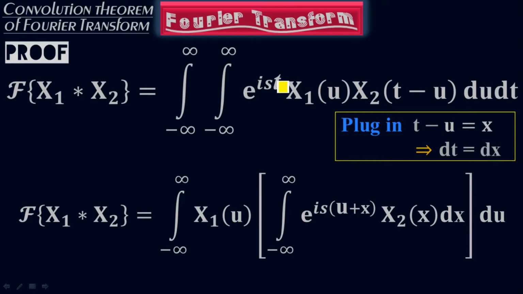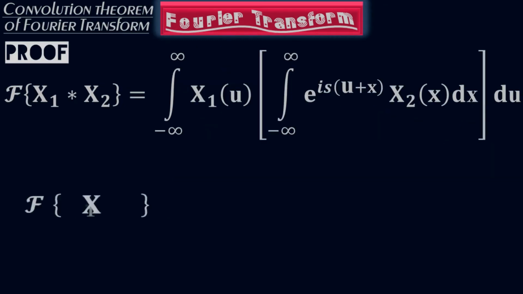Now what about t? For the t I have to put u plus x, because look, t equals u plus x. You have to bring this negative u to the right side to become positive u. So t equals x plus u or u plus x. Therefore I plugged in t equals u plus x and t minus u equals x, because t minus u equals x. dt equals dx. Just replace this dt by dx and put this du as it is. You know that I have taken x sub 1 of u out and put it there with the first integration.